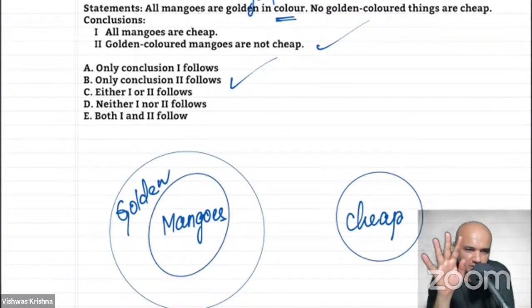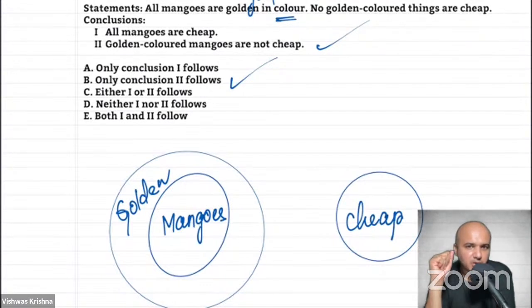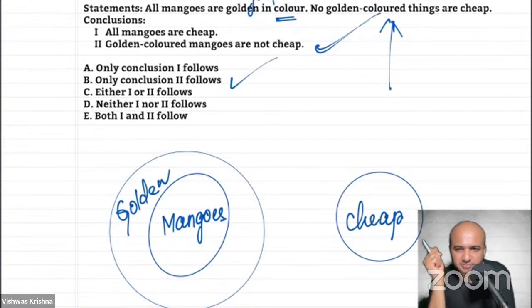See, we know for a fact that all mangoes are golden in color. So are mangoes cheap? They are not cheap. That is exactly what they are trying to say in conclusion 2. Golden colored mangoes is nothing but all mangoes. All mangoes are not cheap, which is in fact correct, because mangoes and cheap have nothing in common. In this statement they have clearly mentioned no golden colored things are cheap. So conclusion 2 is definitely correct. Clear, guys? Shall we move on?